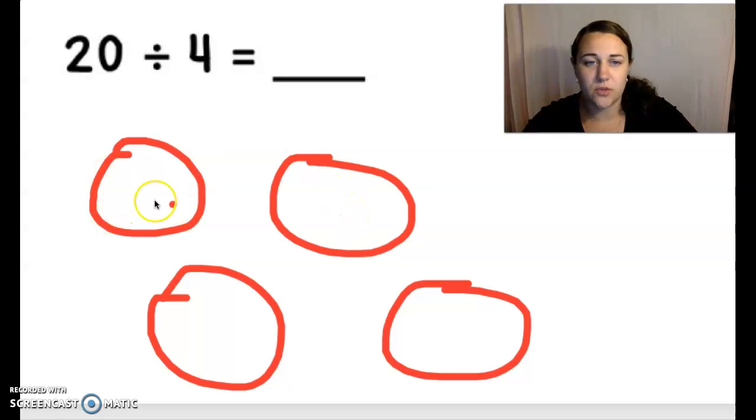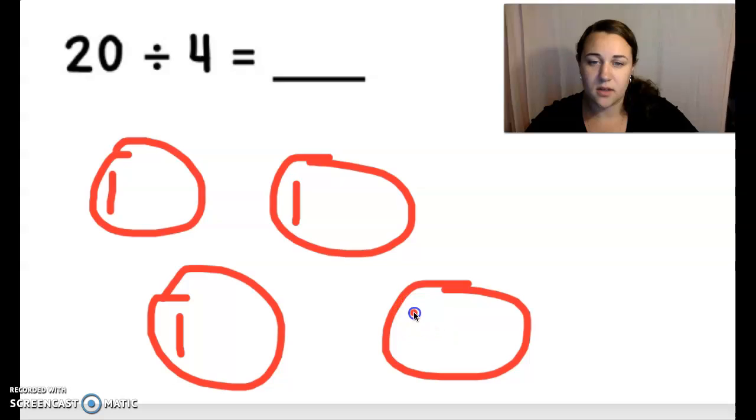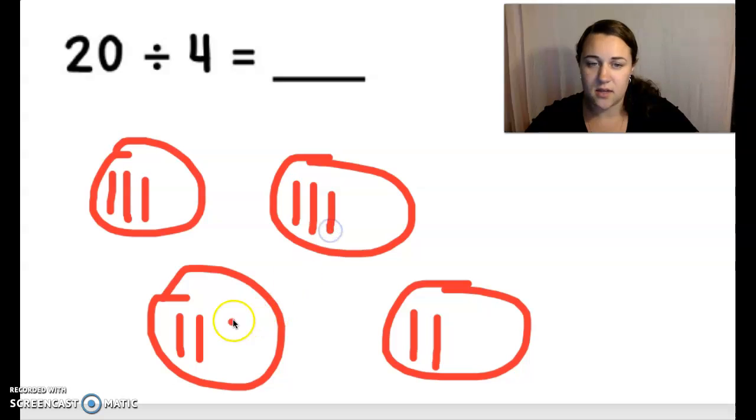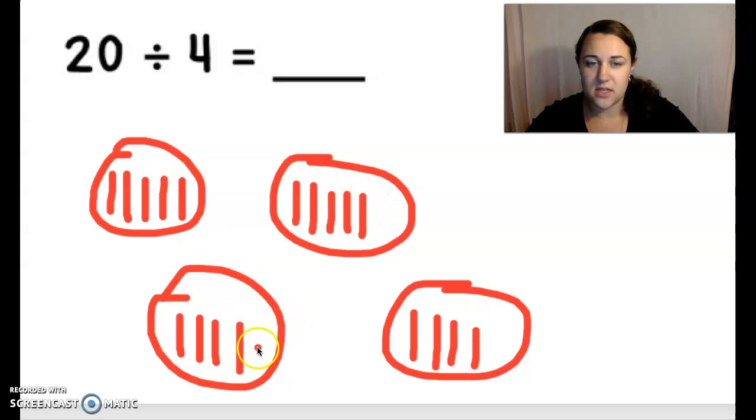So I start with my first group. 1, 2, 3, 4, 5, 6, 7, 8, 9, 10, 11, 12, 13, 14, 15, 16, 17, 18, 19, 20. So now I'm finished. I have 20 divided into 4 equal groups.